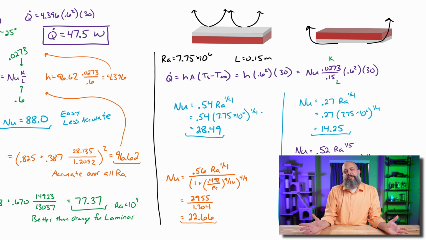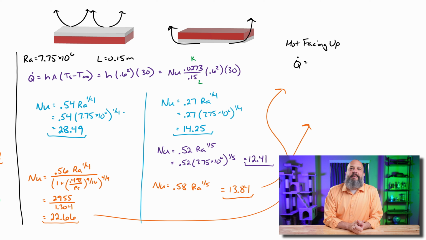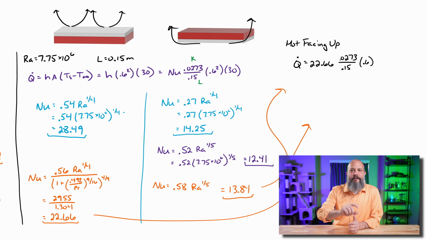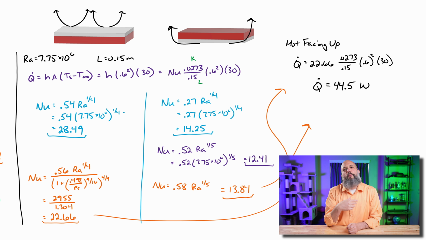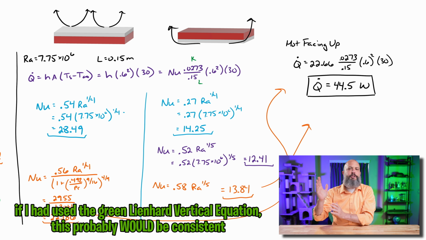So let's suppose I want to just grab these two orange equations from the Lienhard textbook that I think is most accurate. If I plug in my Nusselt number of 22.66, k over L, I get Q dot of 44.5 watts. And so right off the bat, I'm going to see that this is actually going to cause a problem because for our vertical surface, we got a value of Q dot of 47.5. So we're saying that the hot surface facing up is worse than the vertical surface. And I know that's not true.